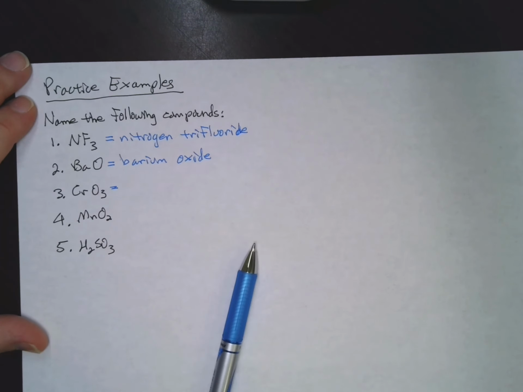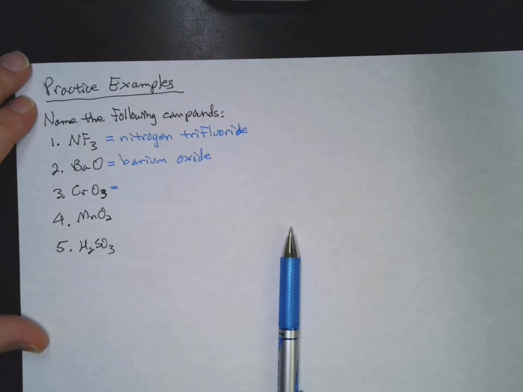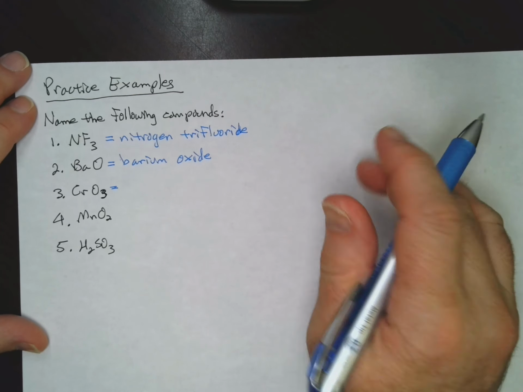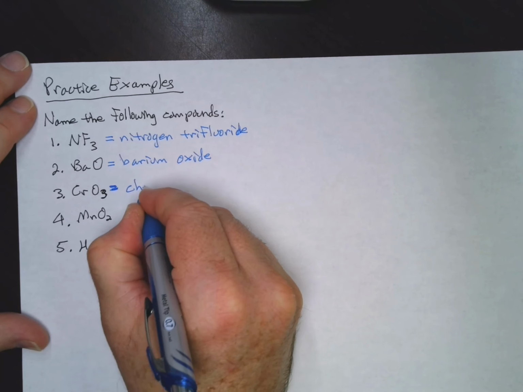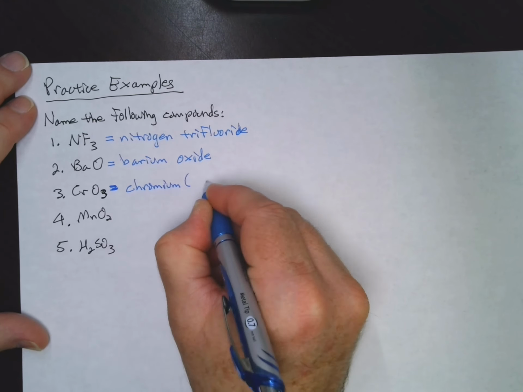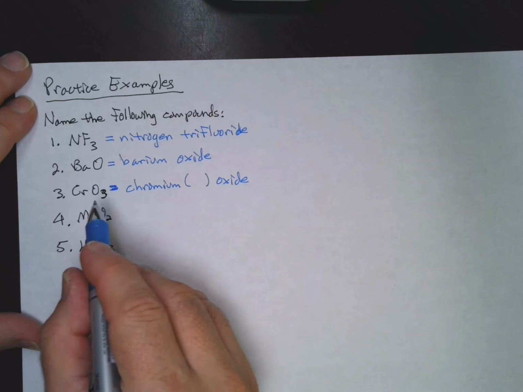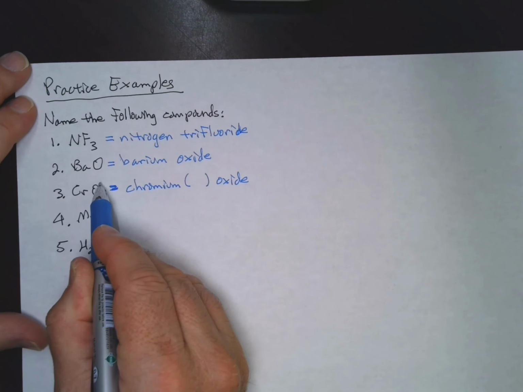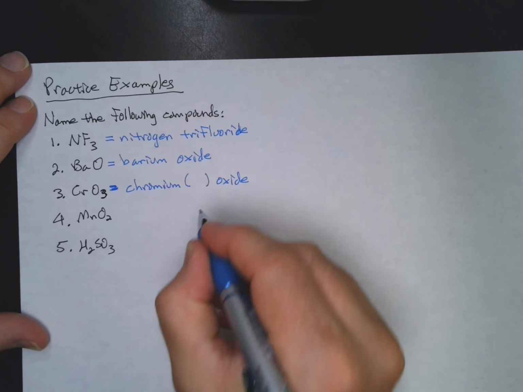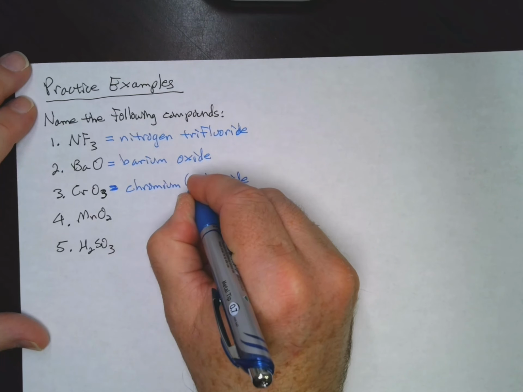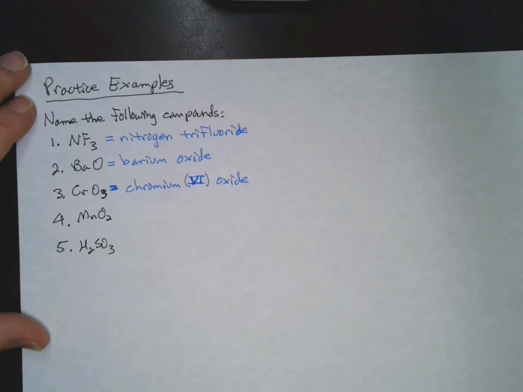Next one here, CrO3. Now here, chromium, I happen to remember that chromium is in the middle of the periodic table in the transition metals, and it can have more than one possible charge. So I have chromium something oxide. Now what is my something? Well, I can calculate this. I have 3 oxygens. Each oxygen is 2-, because oxygen is always 2-. So that's 6-. My chromium has to be 6+. So this would be chromium VI. So chromium(VI) oxide.